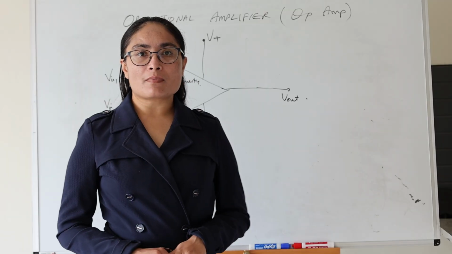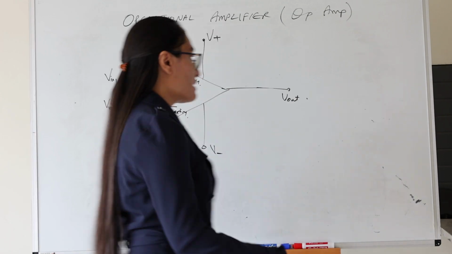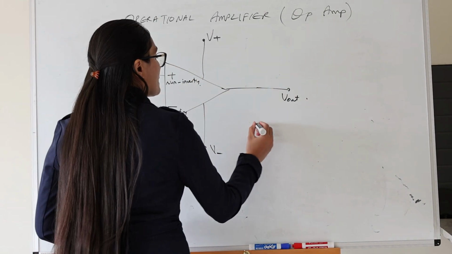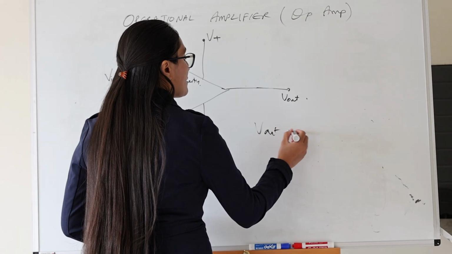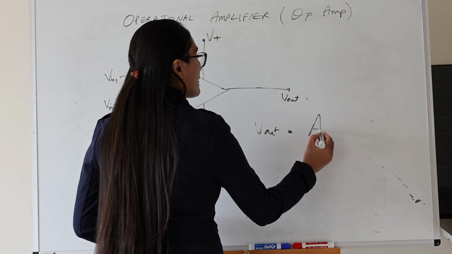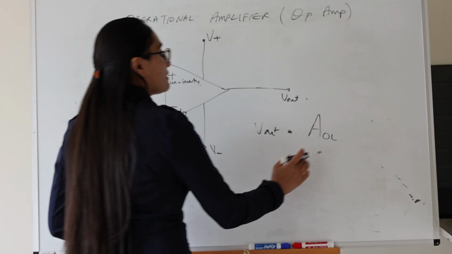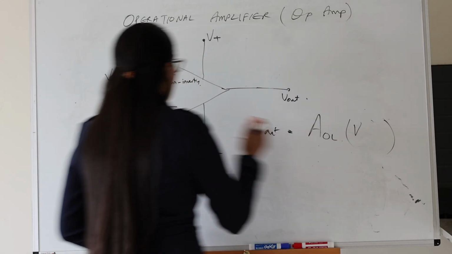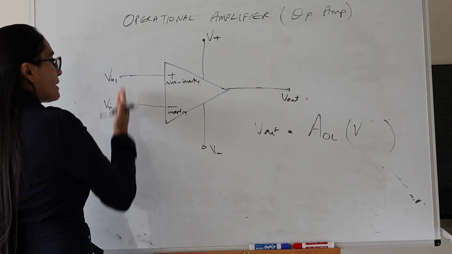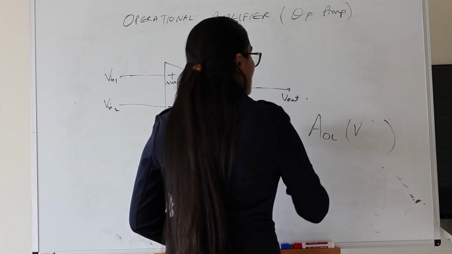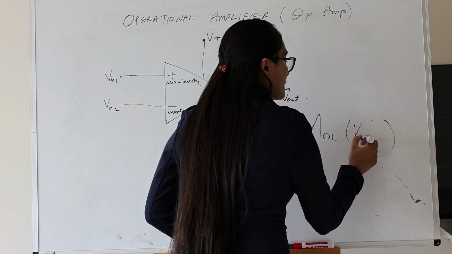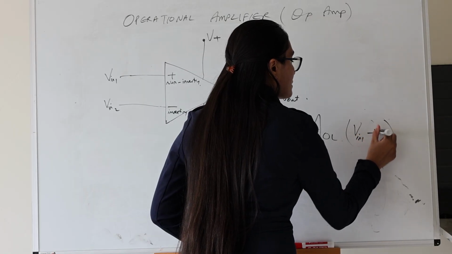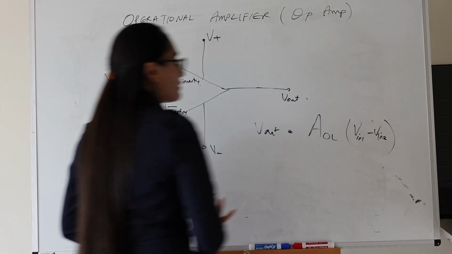We can use this op-amp in two different configurations. The first one is called open loop gain. So we just have V out, and then we have some sort of gain. Let's just call it AOL, OL as open loop, and then this is going to amplify the input. So here we're supplying two inputs for two terminals, so we're just going to take the subtraction of the two. So V in 1 minus V in 2 as an example.